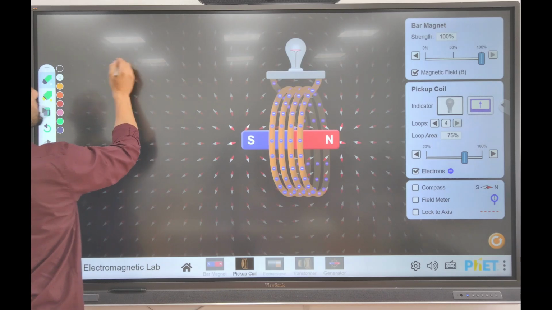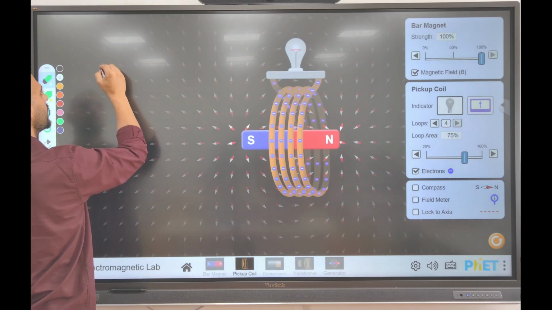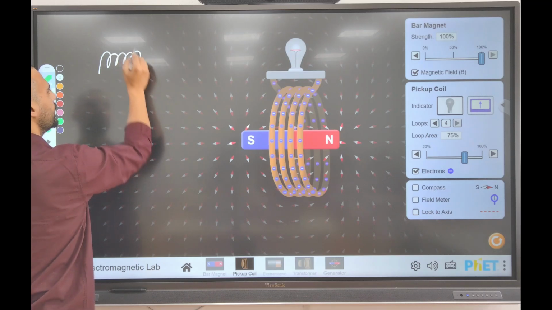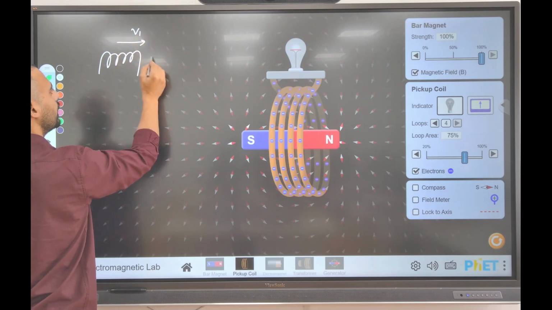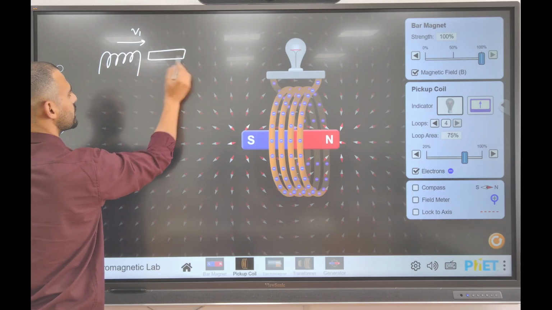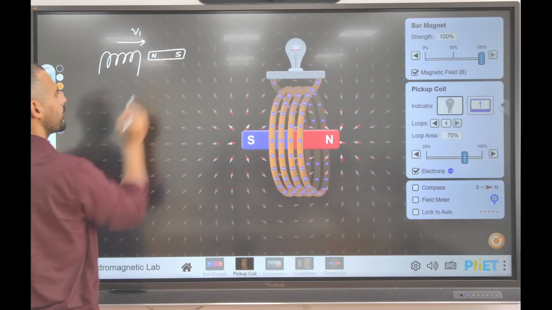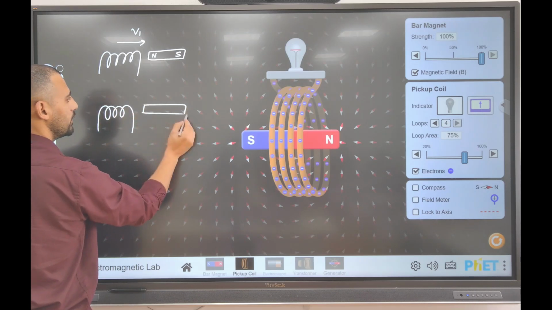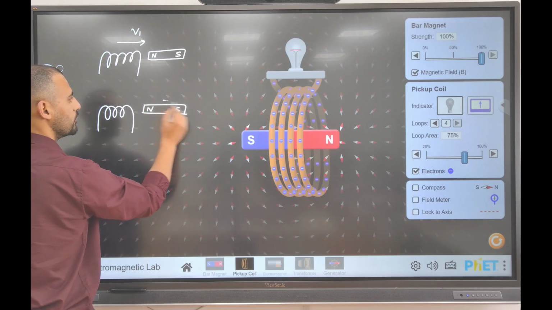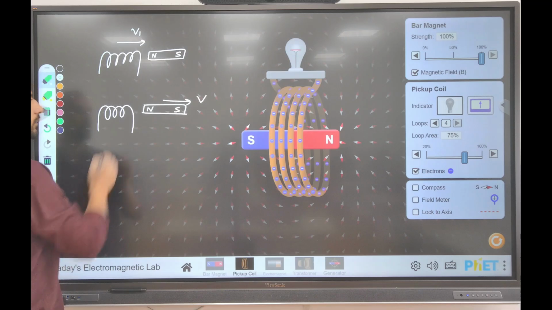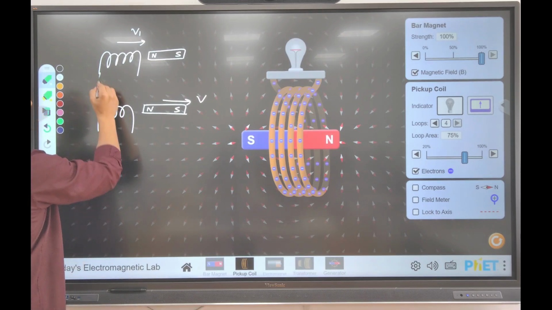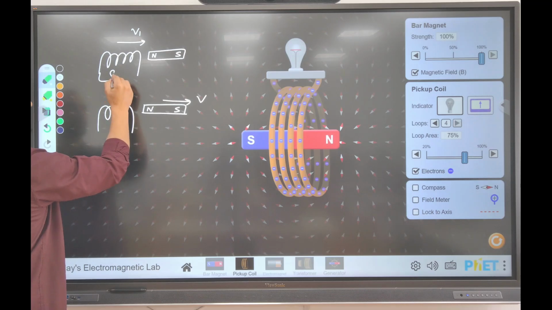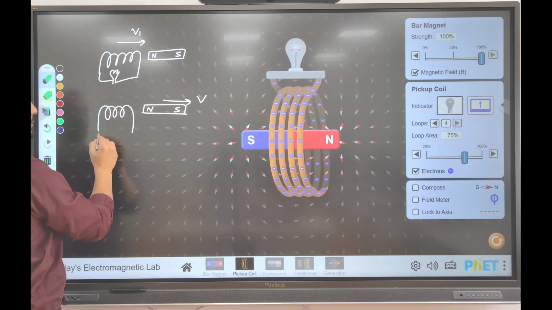The first case is this. There is a coil moving with velocity v1 and the bar magnet is at rest, north and south. There is a coil, there is a magnet, the bar magnet is in motion, moving with velocity v, but the coil is at rest, okay? The bulb is here, the bulb is here as well.